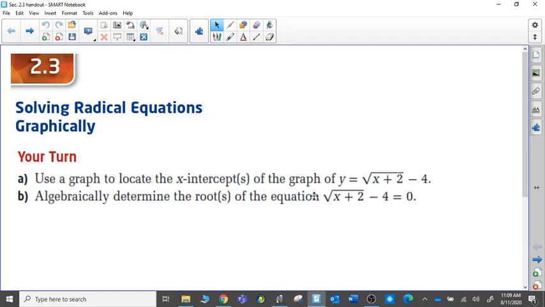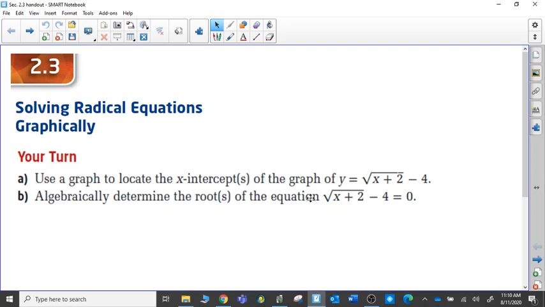Good morning. Today we're going to look at section 2.3 of Pre-Calc 30. We're going to be solving radical equations both graphically as well as algebraically. You have solved radical equations in the past in Pre-Calc 20. Today we're going to focus on the graphic method as much as the algebraic method that you are already familiar with.